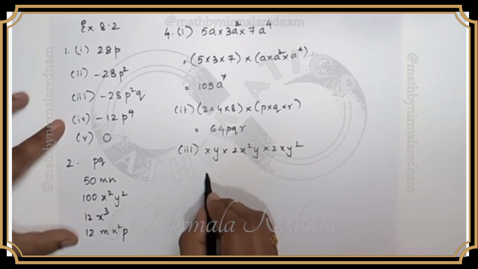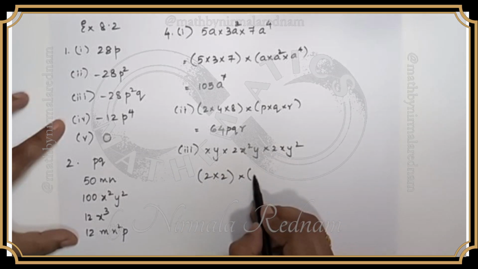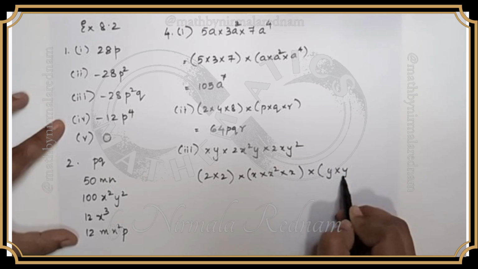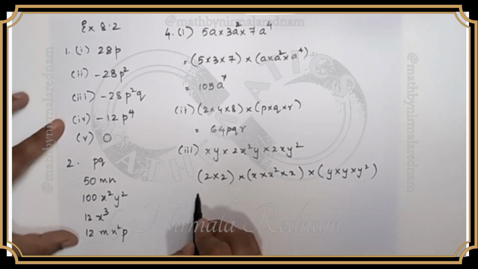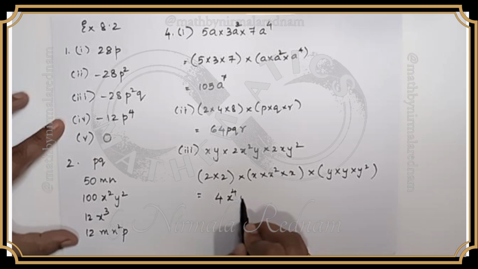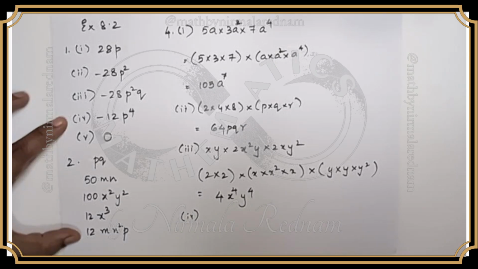Next I have xy, 2x square y and 2xy square. So now here if you can look at the coefficients, right? And the like terms in one bracket. So I have x and x square and x, and then I have y and y and y square, right? So this is 4 and these are 4 x's, so x power 4 and again y power 4. So that is your third question.